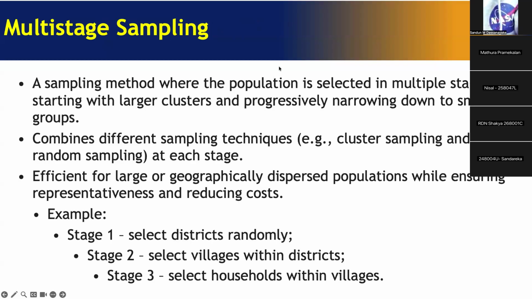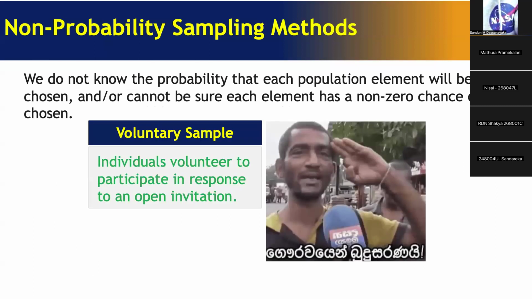And then multi-stage sampling, a method where the population is selected in multiple stages. You start with large clusters and then you narrow down. Stage 1, 2, 3. You can read the slide. I'll upload the slides today. This is from the previous lecture, so I'll quickly go through it.